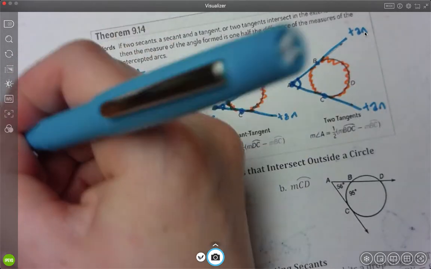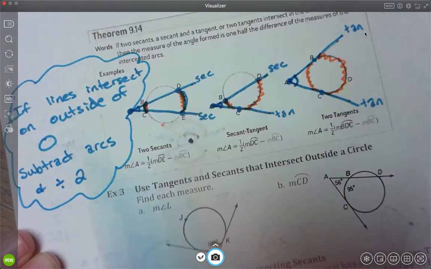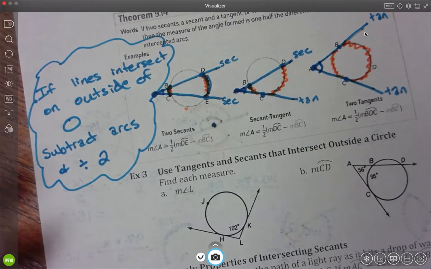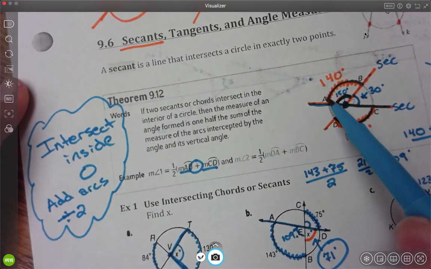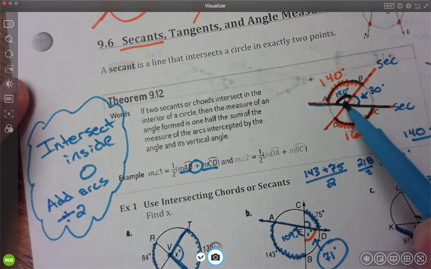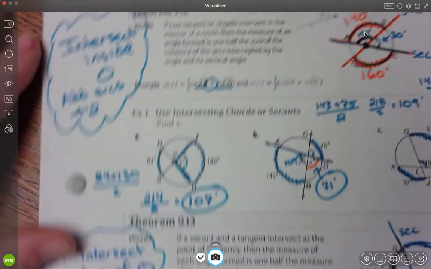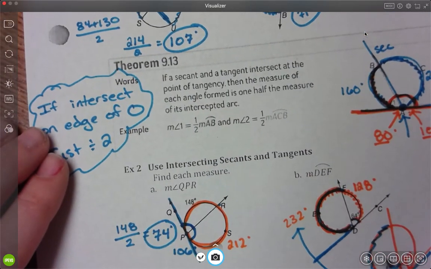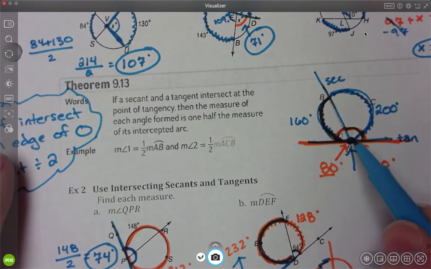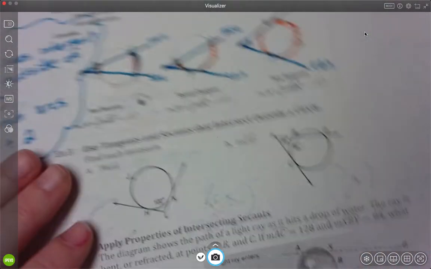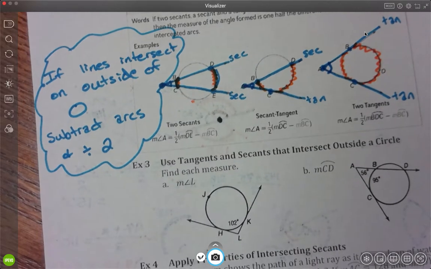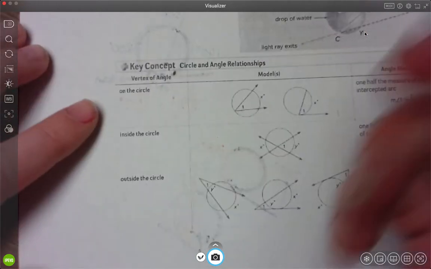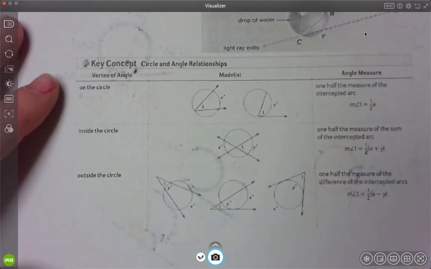So that's your little cheat sheet on the outside here. It's always dividing by 2 of some sort. On the front side here, we were adding the two arcs together because they intersected on the inside, adding the two arcs together and dividing by 2 to get this angle. Here they were intersecting on the circle, just divide by 2. Here they were intersecting on the outside of the circle, subtract, divide by 2. So that's what they're talking about here in this key concept. This is where they're putting it all together.